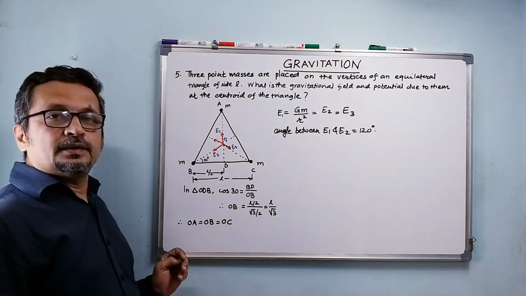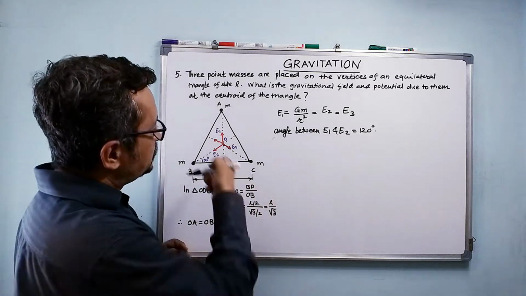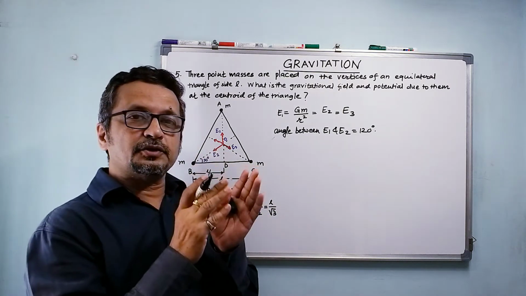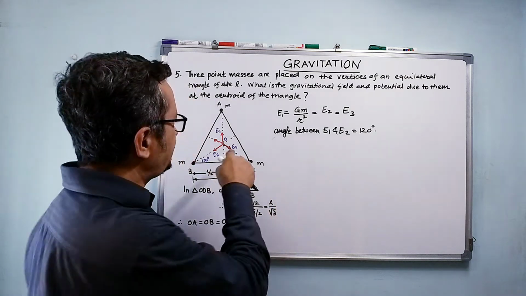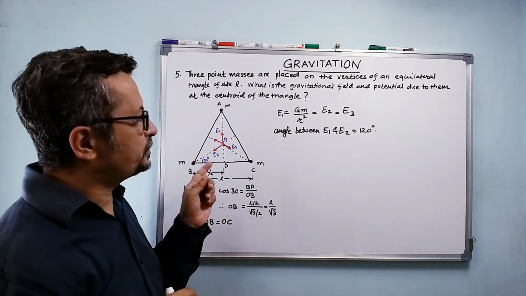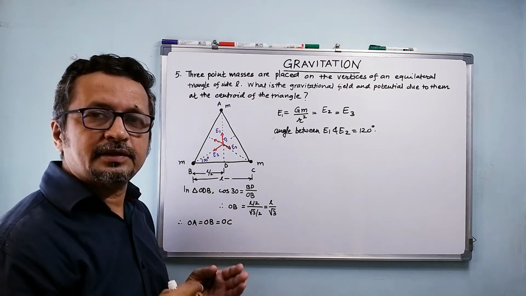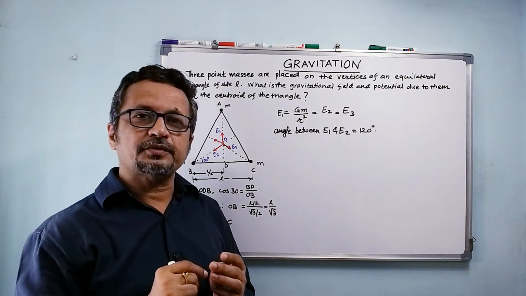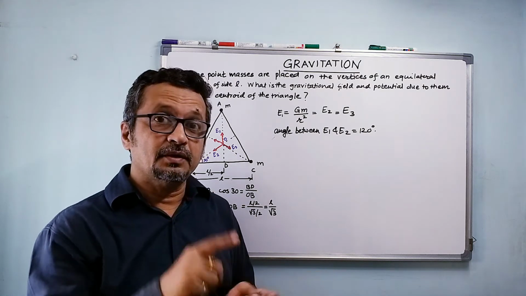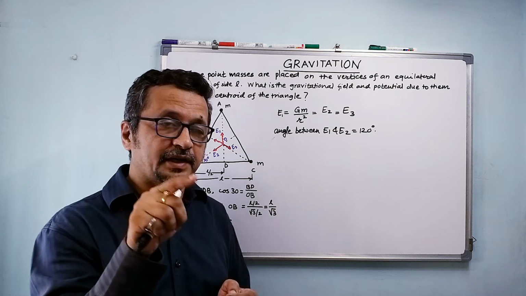Now we have to find the resultant of E1 and E2, and then we will find the resultant of the earlier resultant and my E3, and then we will get it. Now how do we do this? Two vectors originating from the same point having some angle between them, we use the parallelogram law of vector addition, correct?